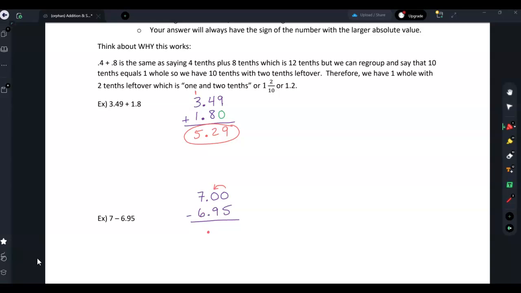Unfortunately, there's nothing there either, right? So when that happens, then I'm going to have to actually go over to the next place value. And if I had more zeros, I'd have to keep doing this. In this case, though, I can do an exchange in my ones place. And so that means I'm going to have one fewer in my ones place.